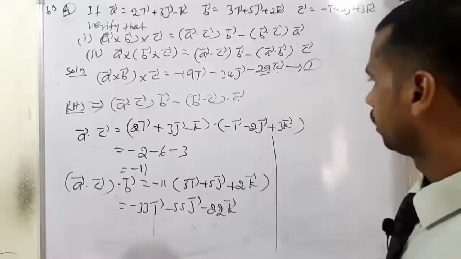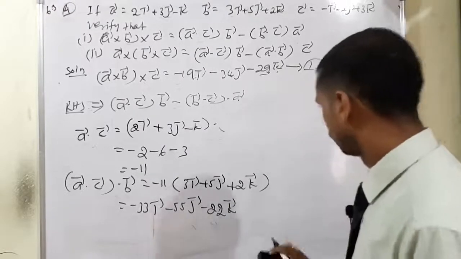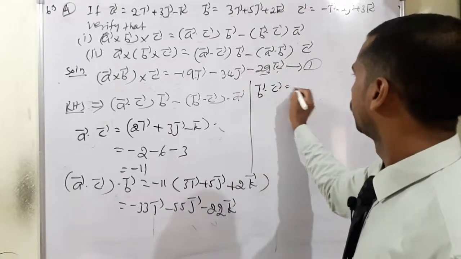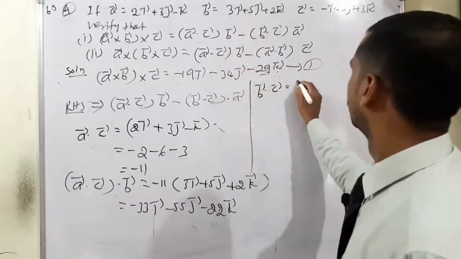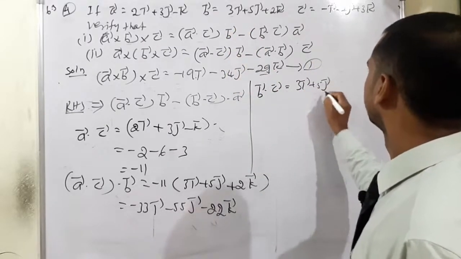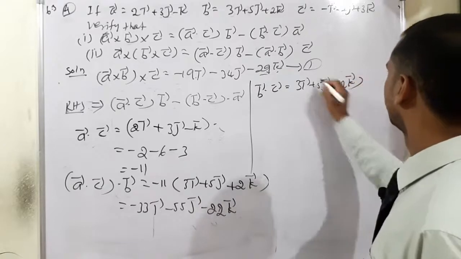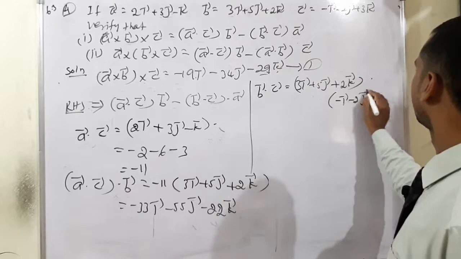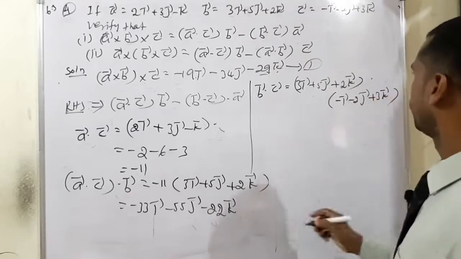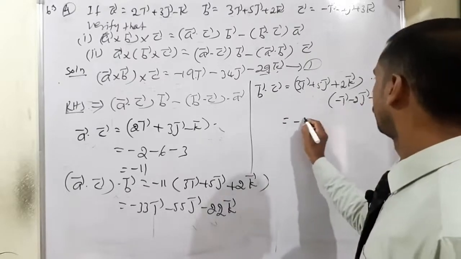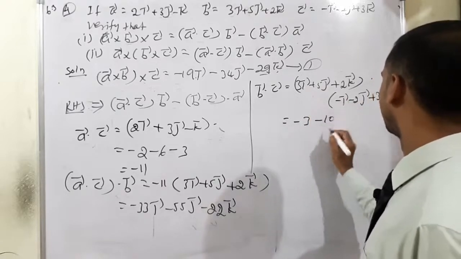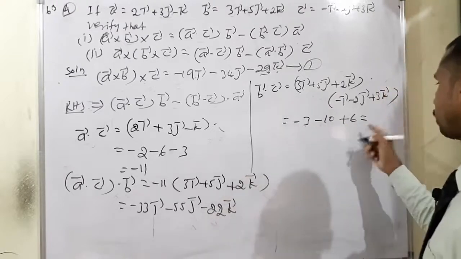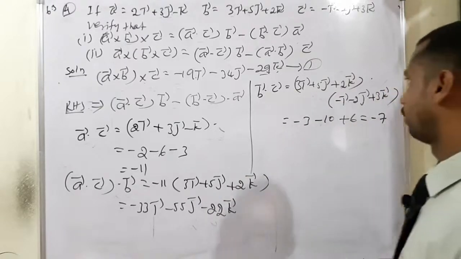So second condition, B vector dot C vector. B vector is equal to 3i vector plus 5j vector plus 2k vector, dot C vector, which is minus i vector minus 2j vector plus 3k vector. So 3 into minus 1 is minus 3, 5 into minus 2 is minus 10, 2 into 3 is 6. Minus 3 minus 10 means minus 13, plus 6 is equal to minus 7.